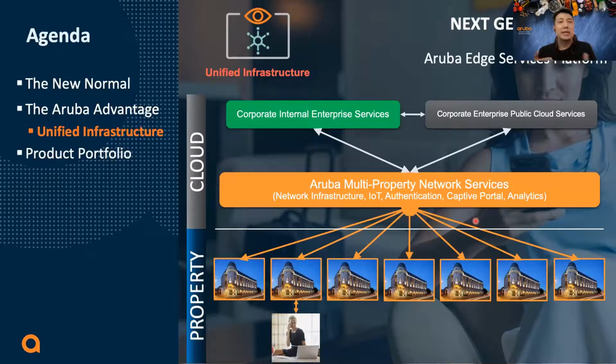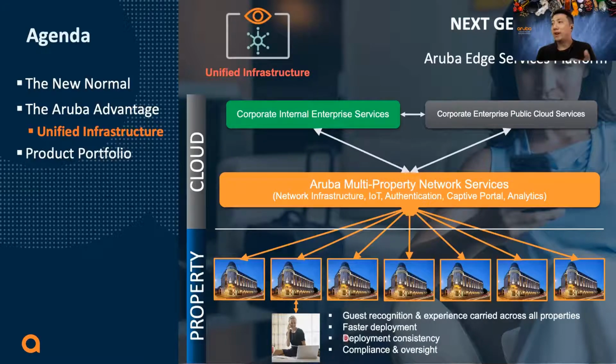So this makes it easy for them to deploy and allow them to provide consistent services to all these hotels. So guest recognition and experience is the same among all properties. Deployment is so much easier because from the cloud, it pushes down the same configuration to those wireless APs and switches and SD-WAN gateways. Deployment consistency is ensured because you use a common dashboard to manage all the properties, and you get compliance and oversight. When you generate reports, you can ensure that all these hotels have the same great security functionality.